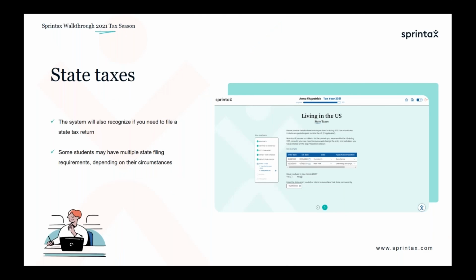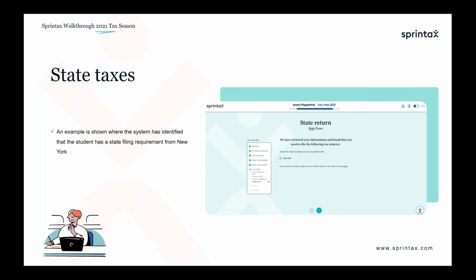As I mentioned, Sprintax will also be able to figure out if you've triggered a state tax filing obligation. If it thinks that you have triggered a state tax filing obligation, the system will start to ask some additional questions surrounding the state tax law in that state. And then we'll outline if you have triggered a state tax filing obligation, and you can then use Sprintax to prepare your state tax returns if you wish.